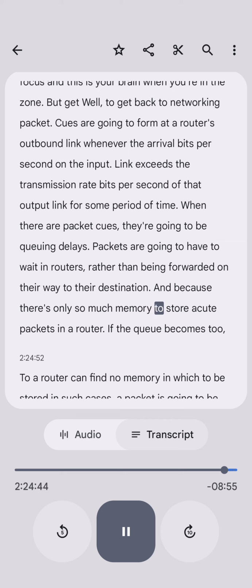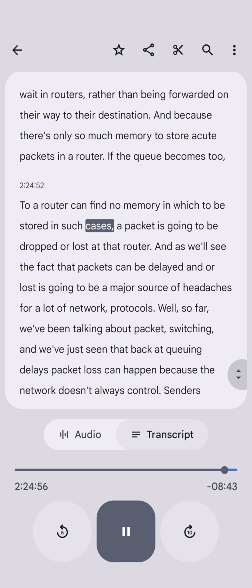And because there's only so much memory to store queued packets in a router, if the queue becomes too long and a router's memory is exhausted, an arriving packet may find no memory in which to be stored. In such cases, a packet is going to be dropped or lost at that router. And as we'll see, the fact that packets can be delayed and or lost is going to be a major source of headaches for a lot of network protocols.